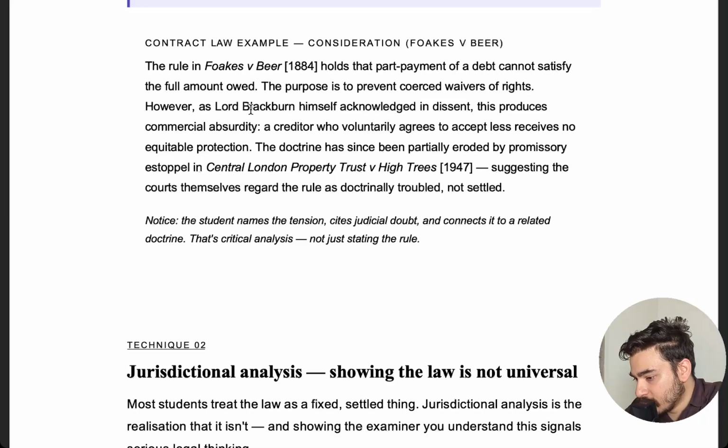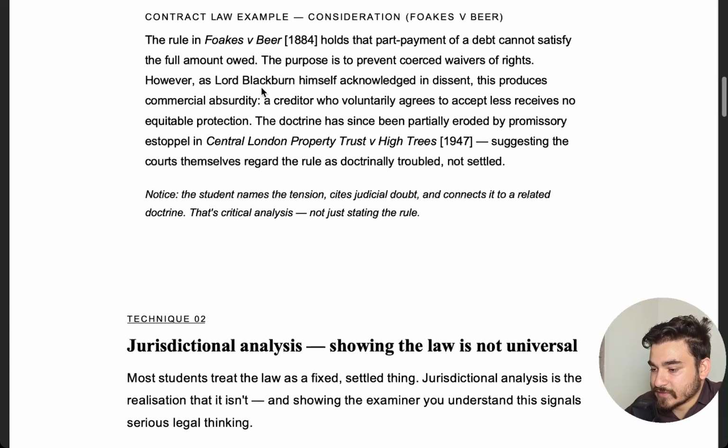However, as Lord Blackburn himself acknowledged in dissent, this produces commercial absurdity. Now, it's a work of art. We've used the text from Lord Blackburn and we have broken it down into what Lord Blackburn thought was the error in the law. So that's excellent. A creditor who voluntarily agrees to accept less receives no equitable protection. The doctrine has since been partially eroded by promissory estoppel in another case, which is Central London Property Trust versus High Trees. Again, in this lecture, we are not going to go into the law. I'm just teaching you how you're supposed to write the law.